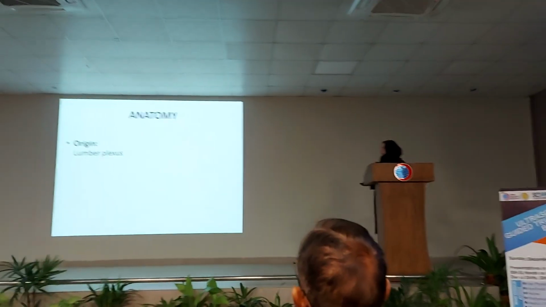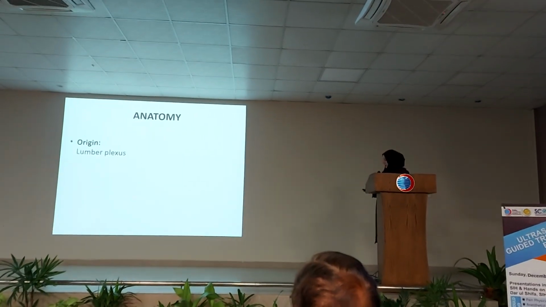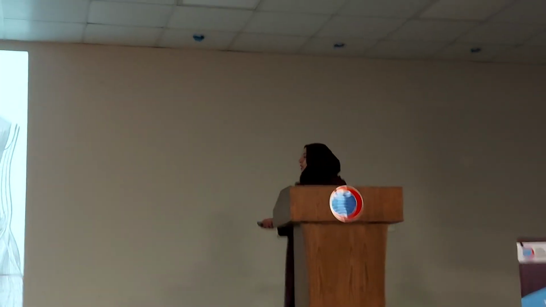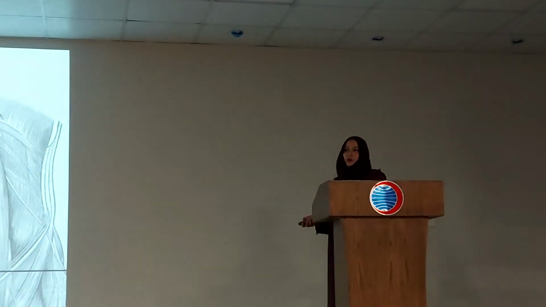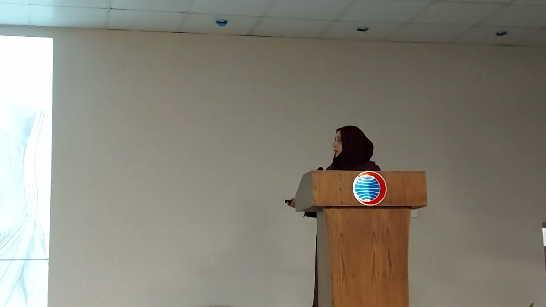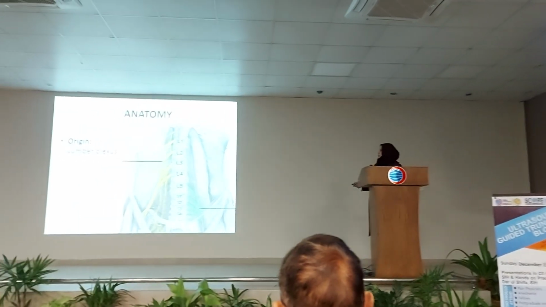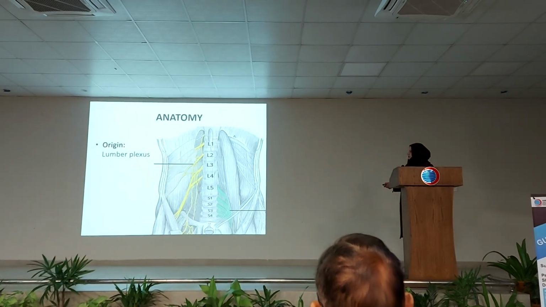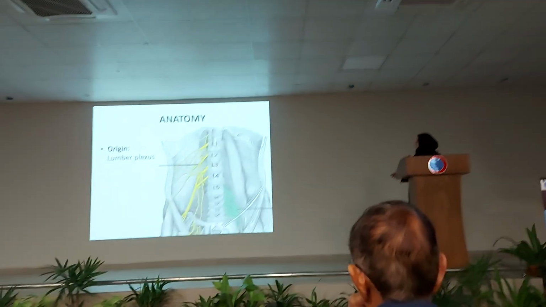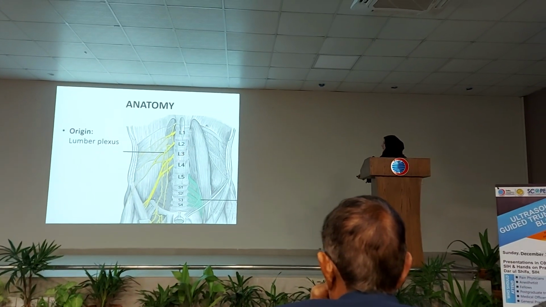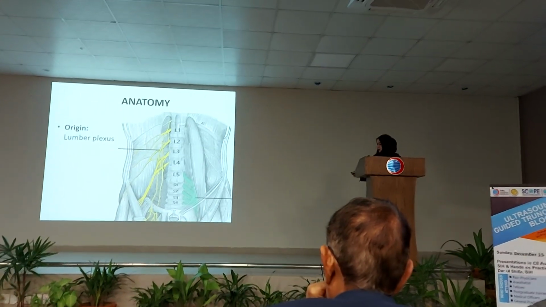They have their origin from the lumbar plexus. And what is lumbar plexus? Most of you might be familiar with that. This is at the level of the lumbar spine, lumbar vertebra, and the plexus is the network of the nerves. The lumbar plexus nerves are formed from the anterior primary rami of the L1, L2, L3, and L4 spinal nerve roots.